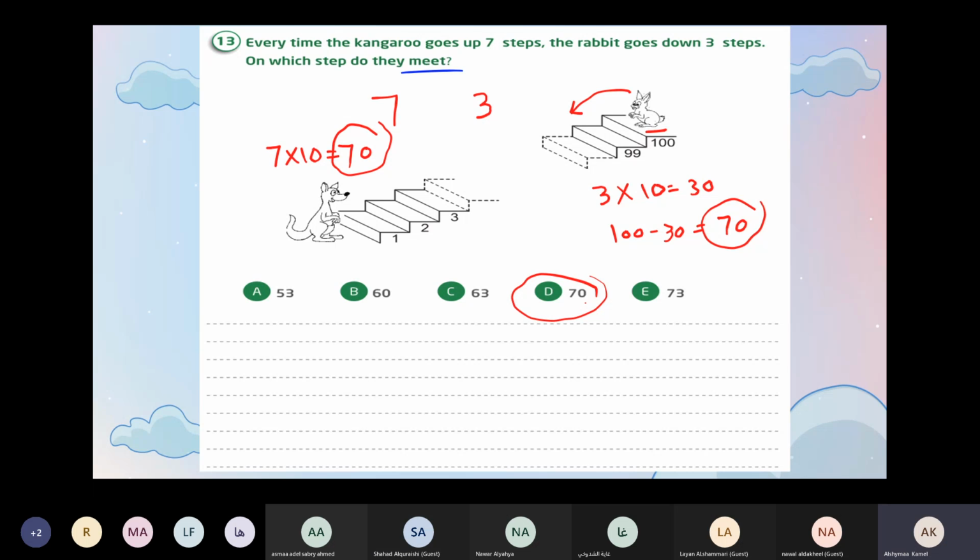I say it again, number 13. You see the kangaroo goes upstairs and the rabbit goes down. So the kangaroo is counting on 7. After 10 jumps, he will be on step number 70. But the rabbit goes downstairs, from up to down, so I will subtract, as counting back. You see here, 100, 99, 98, 97. So I will subtract from 100 because the rabbit starts at 100.